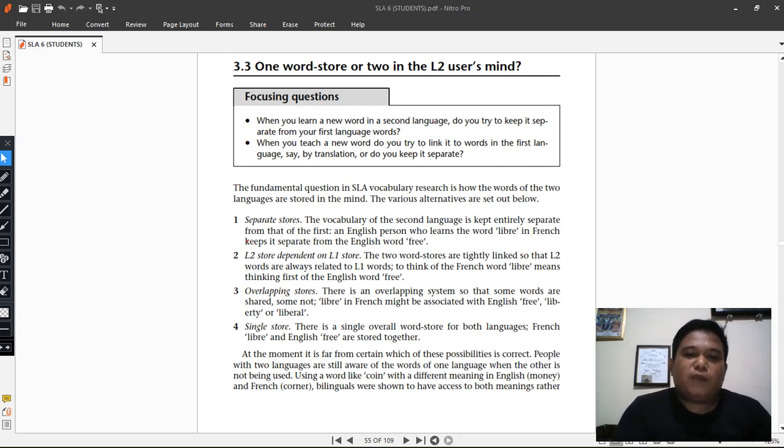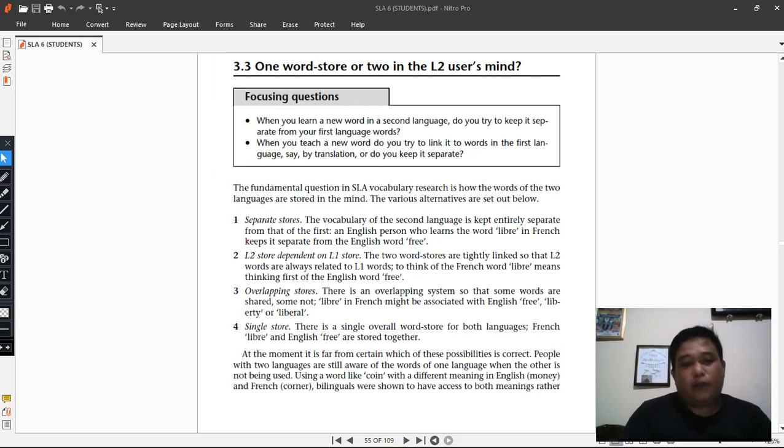The word libre in French might be associated with English free, liberty, or liberal. Then it's already out of context when you associate libre with liberty and liberal. But libre with free, yes, it's the same. It's like when you say students in Indonesia is siswa, and then you associate siswa with mahasiswa. Of course, yes, they are both pelajar, but at a different level.